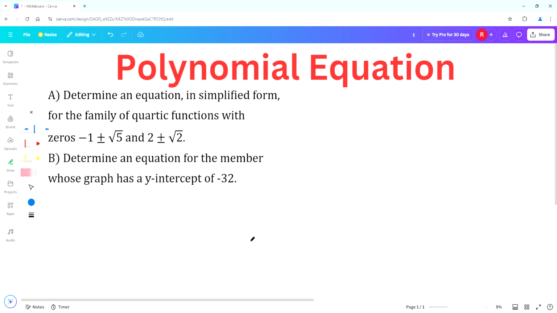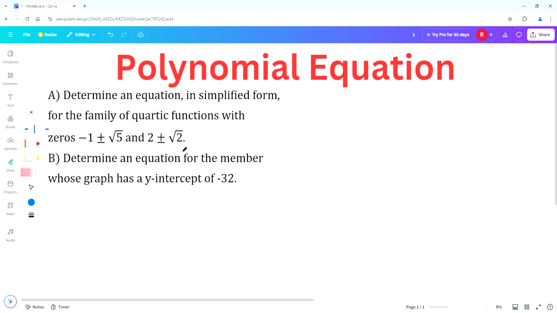In this video, we'll solve this problem using the concepts of polynomial equation. This problem has two parts. Let's start with part A. Determine an equation in simplified form for the family of quartic functions with zeros -1 plus minus square root of 5 and 2 plus minus square root of 2.